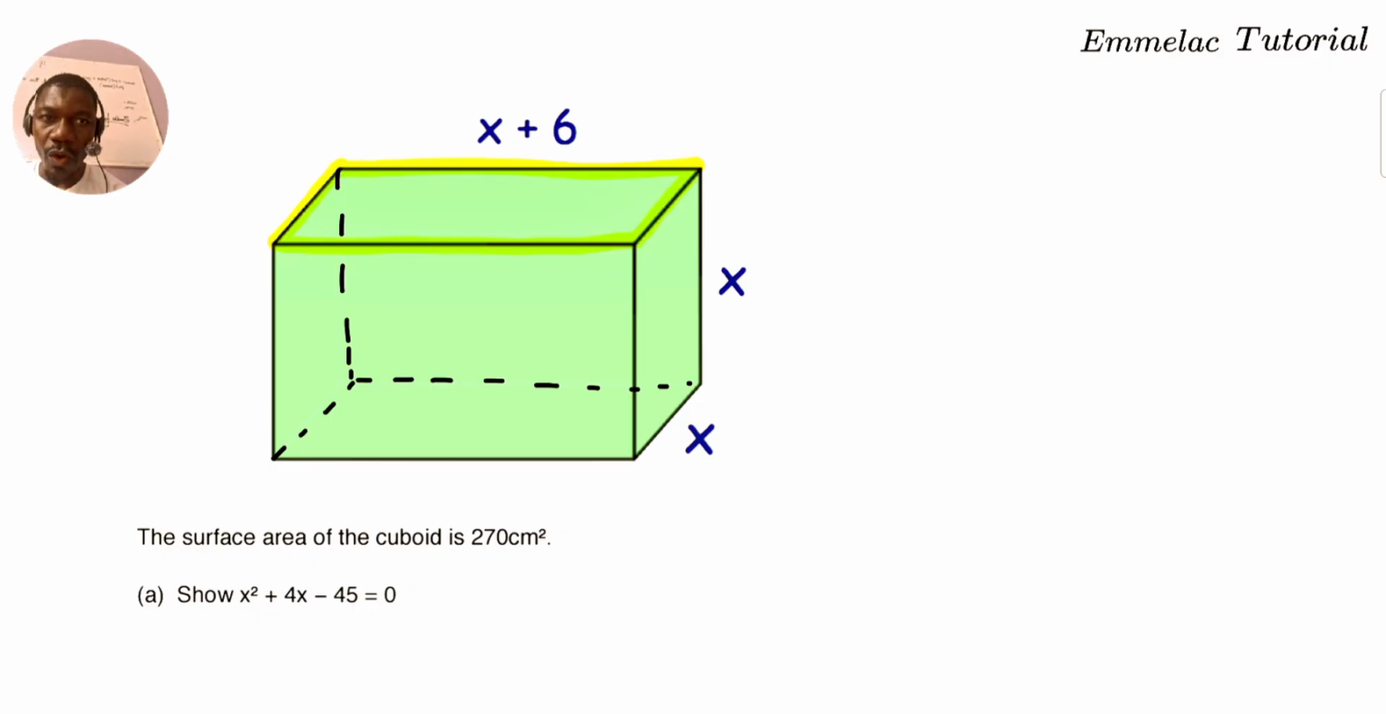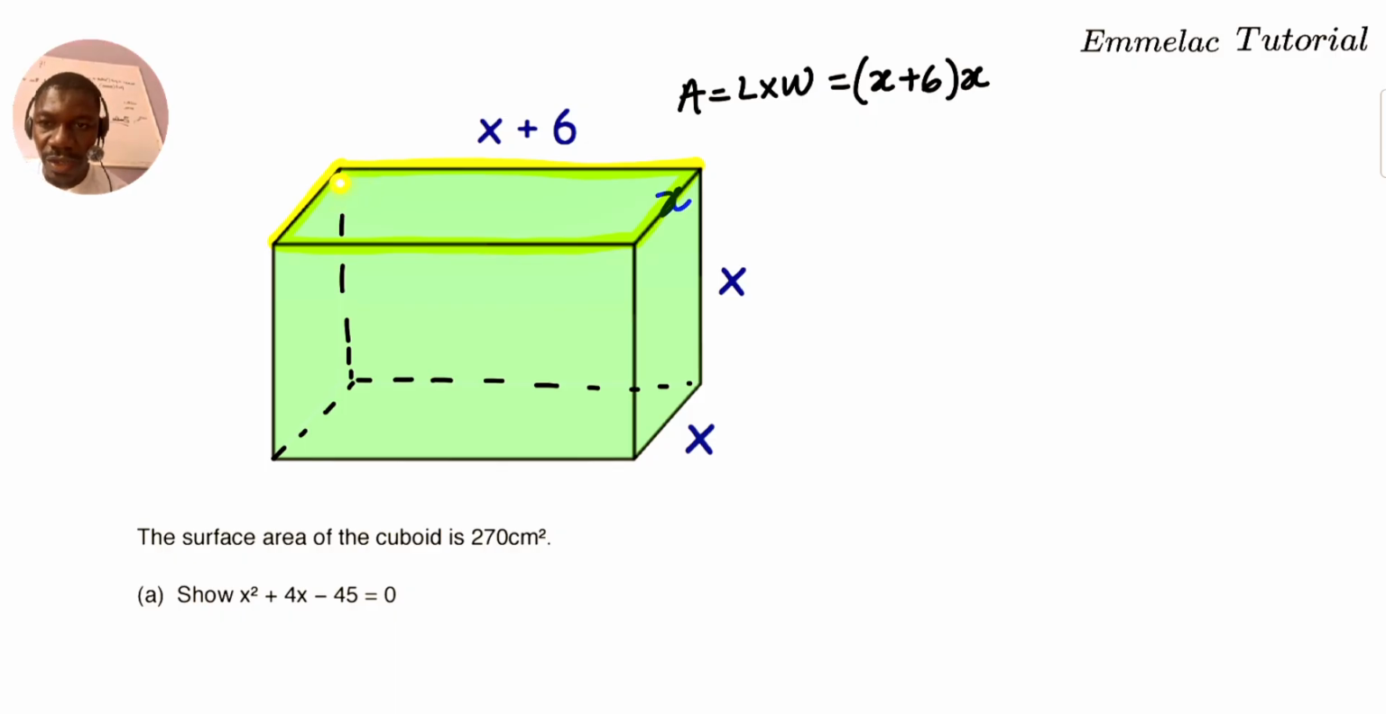Let us also recognize that one of the surfaces, which is this top here, has a length of x plus 6. And this part, which corresponds with the base, is x. So if I write x here, the area of this top surface will be A equals length times width, which gives us x plus 6 times x, right?